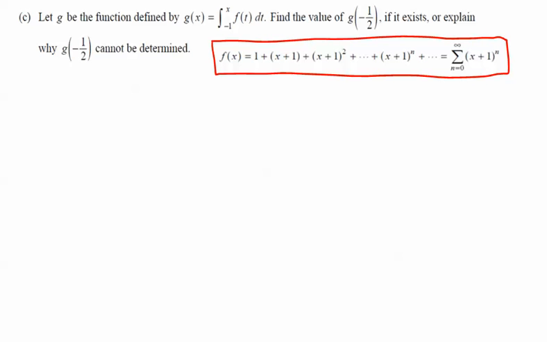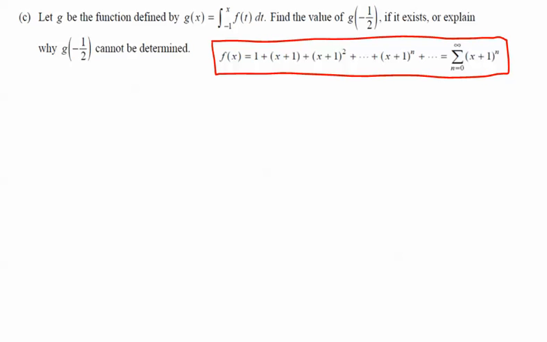In part C of this problem, we have this new function g defined by g of x is equal to the integral from -1 to x of f of t dt. We want to find the value of g of -1/2 if it exists, or explain why g of -1/2 cannot be determined. Since we know f of x is a series, we might be tempted to treat this as one of those problems where we do a term-by-term integration of f of x.